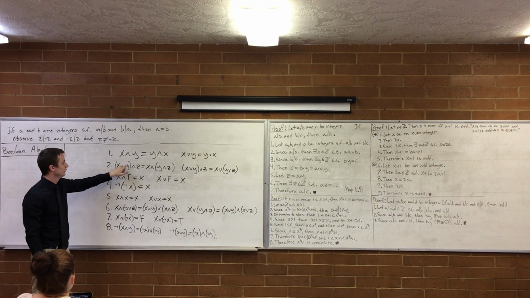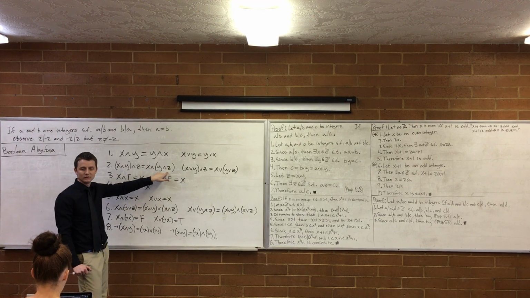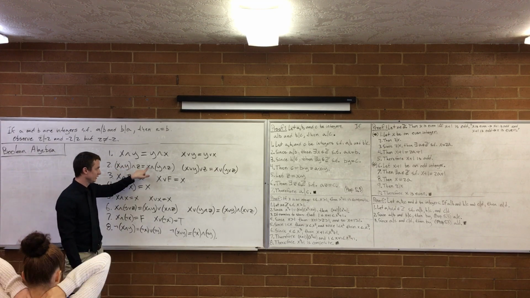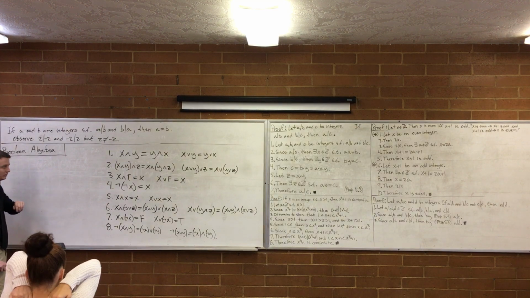X and y and z is the same thing as x and y and z. The only time those are true is when x, y, and z is true. The only time this is true is when x, y, and z is true. All other cases, the whole thing's false. That make sense?